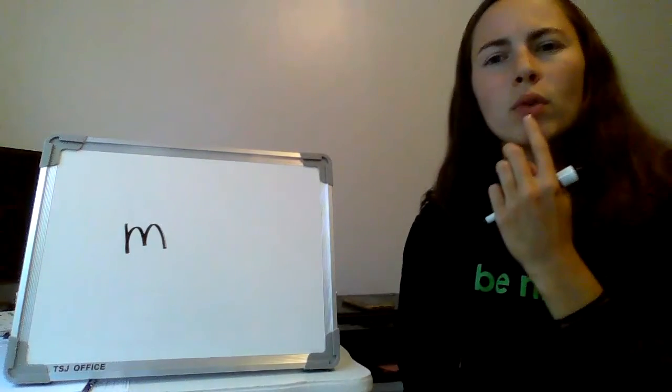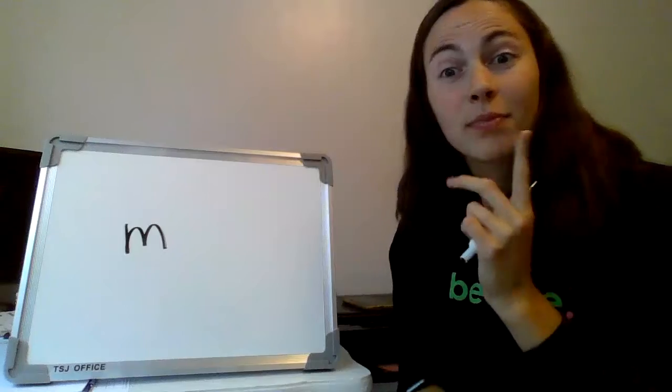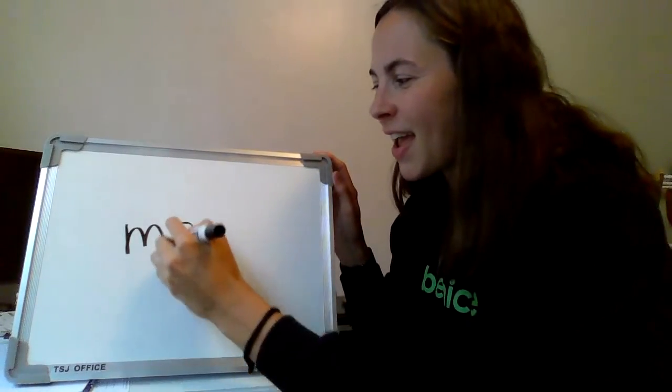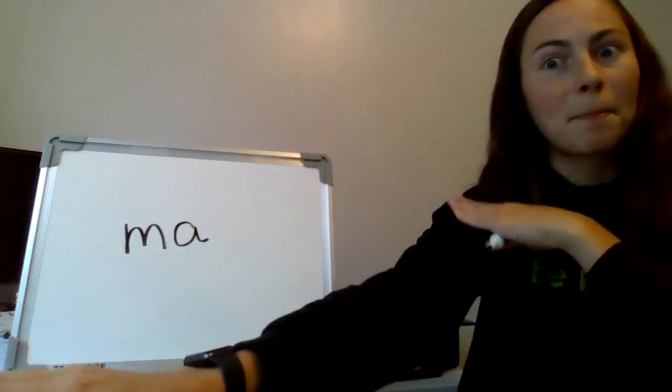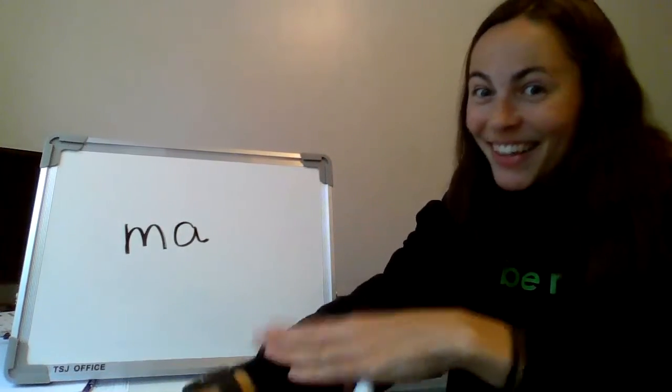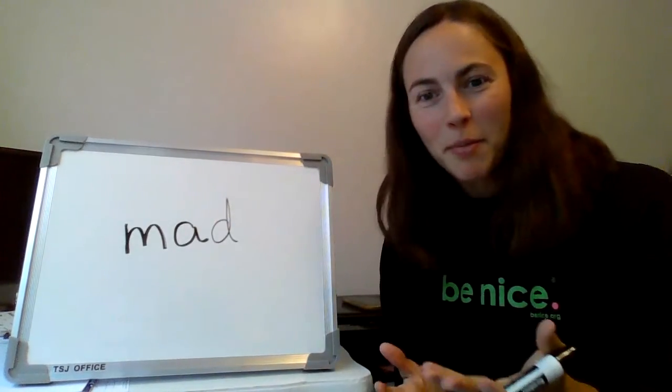Ma. Ooh, there's a vowel that makes that ah sound. Short vowel. A. Good job. And the last sound, ma, D. That's the one we've been talking about. So we would write a D. Okay, there's my word mad.